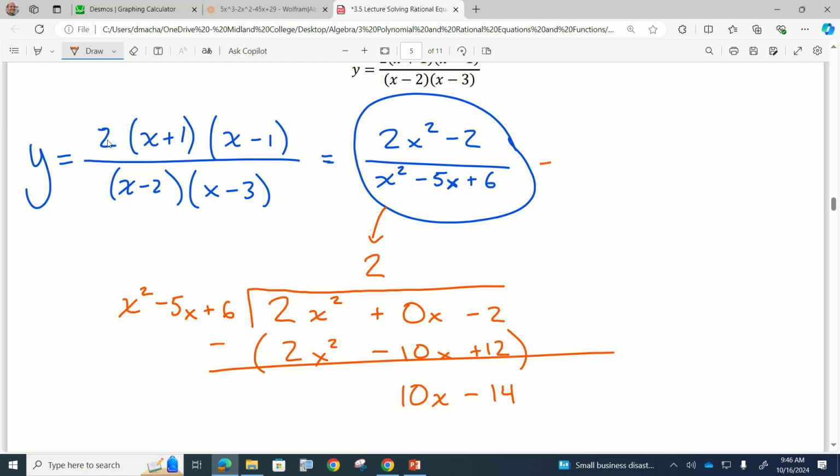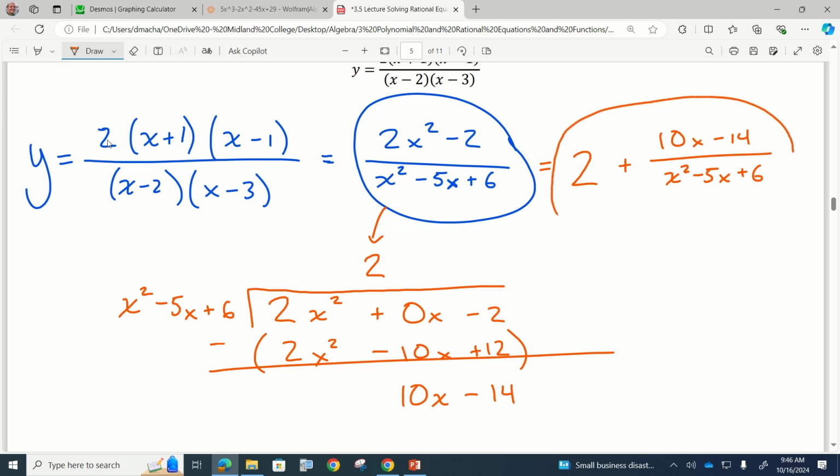And now we're ready to write down the mixed form. We write the quotient plus the remainder over the denominator. And just to remind you, we know that we're allowed to stop at this point because the degree of the remainder is less than the degree of the denominator. You can stop doing polynomial long division whenever you see the degree of my remainder is 1, the degree of my denominator is 2, and 1 is less than 2, so I can stop.